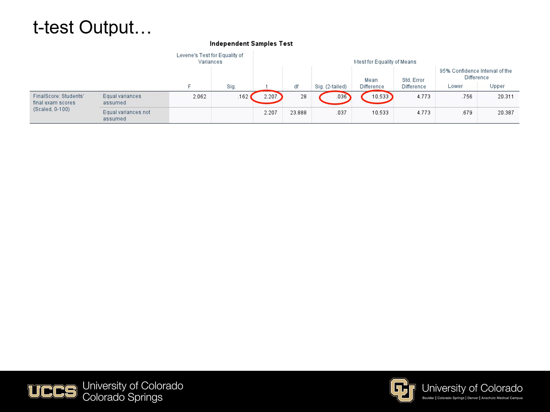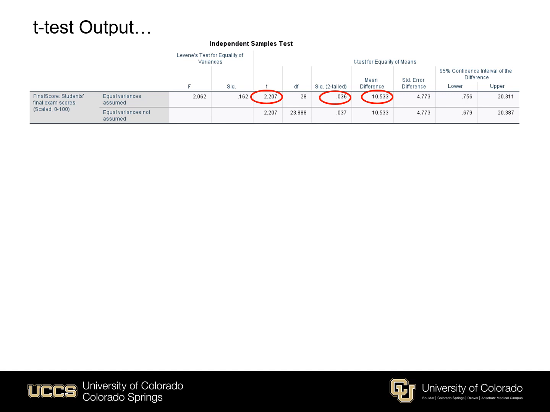Also of note is that the independent samples t-test output gives you the mean difference between the two levels of your categorical independent variable. So that's saying that the mean difference in final score is 10.53 points, which means that the students who did the tutoring on average scored 10.53 points better than the students who did not do tutoring.